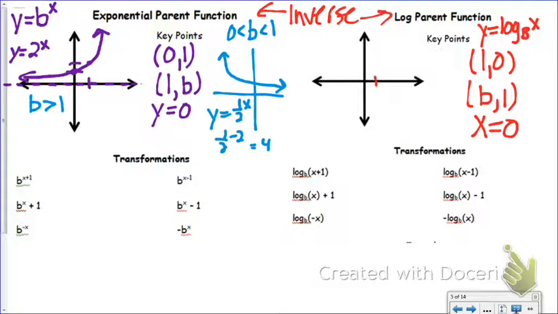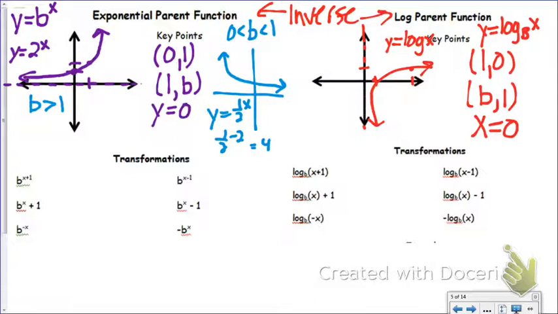So for my log parent function, let's say I graph y equals just regular old log of x. That means 1, 0 would be a point, and then 10, 1 would be a point, because if there's no base written, that base is 10. So my graph would look like this.